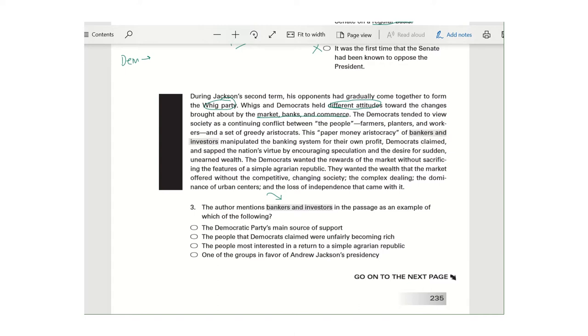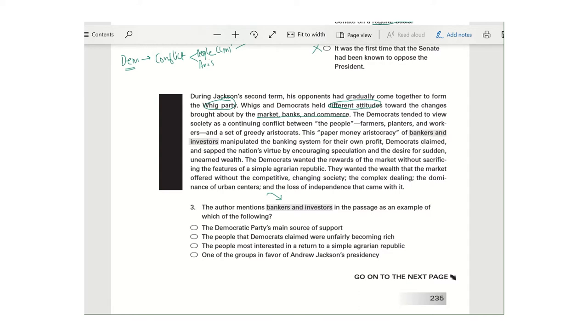The Democrats tended to view society in a continuing conflict between the people. So Democrat means conflict. The keyword is conflict. Conflict between two parties. What are those? The people, which means the common men, farmers, planters, workers, and a set of greedy aristocrats. So there are two parties and there is a conflict between people and aristocrats. This is what Democrats are saying, that there is always a conflict between common men. So I'll say common men, Aam Aadmi Party, and aristocrats. I'm just making some notes for my own self. I don't have to write the whole word.